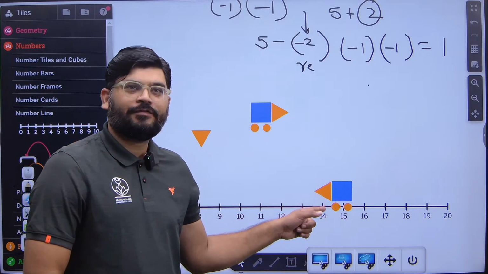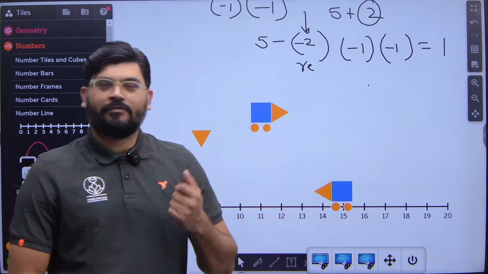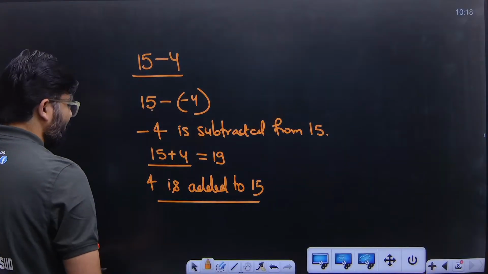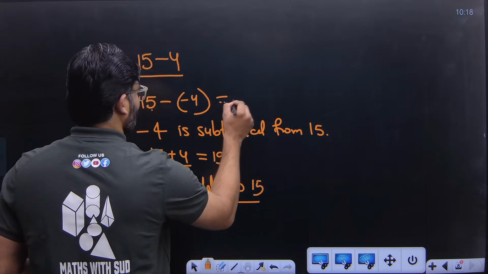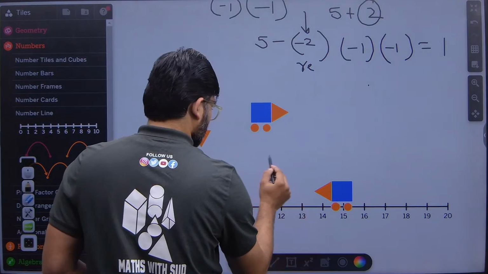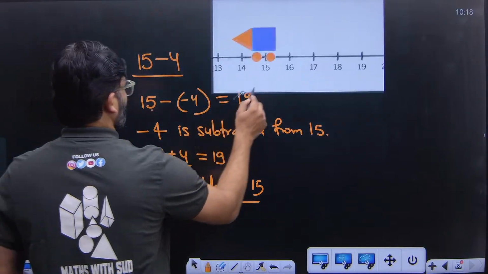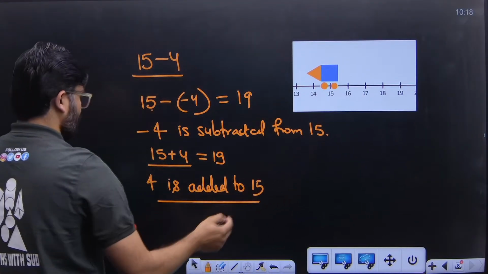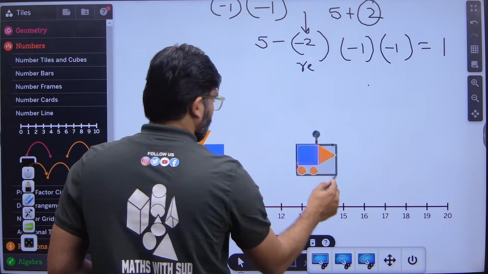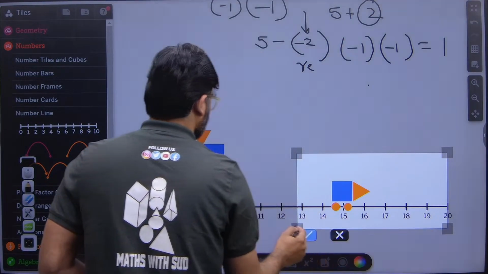So you are sitting on 15, facing towards negative direction, moving backward. Tell me where you will reach. 19? Wonderful. You got the result. And what was 15 plus 4? 19?